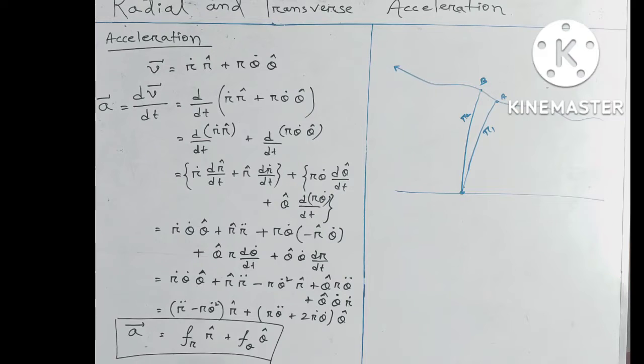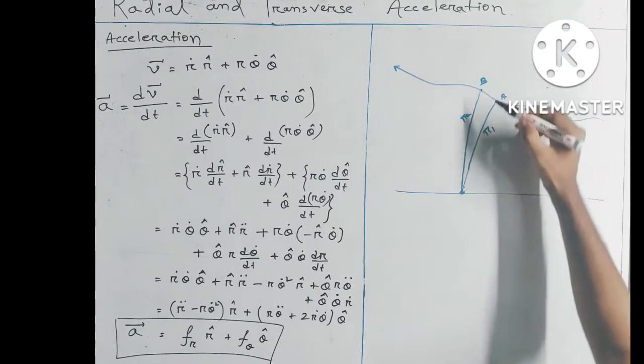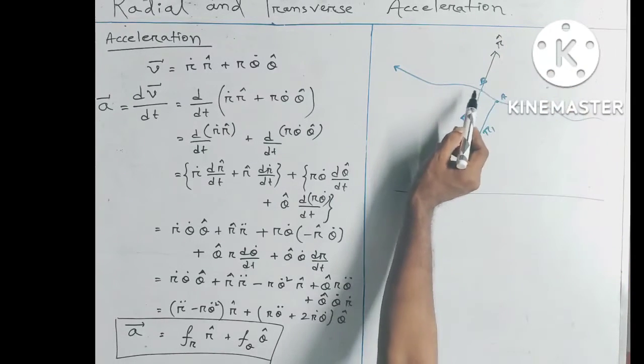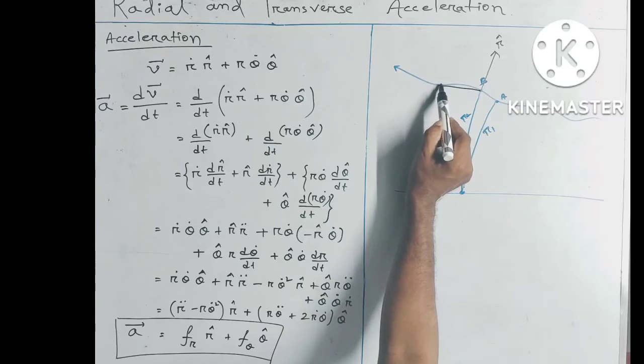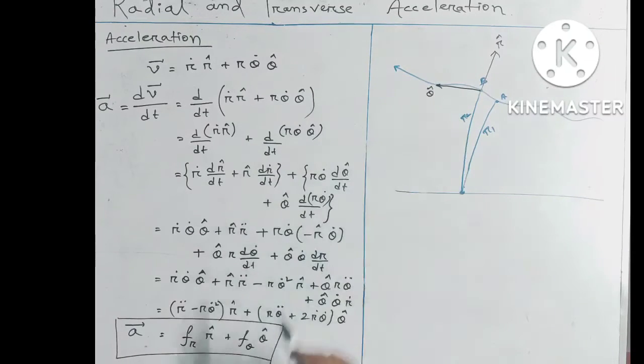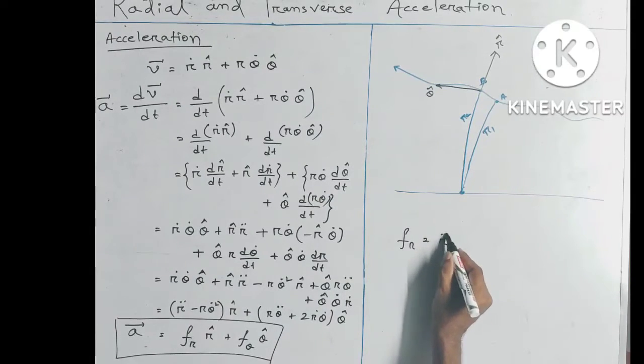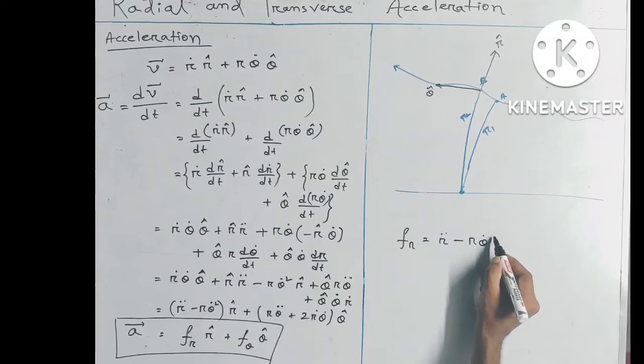Now we have to identify the terms of radial and transverse acceleration. At this point B, you can see that this is my radial axis, and along the tangent it is transverse. So the radial acceleration Fr is equal to r double dot minus r theta dot square.